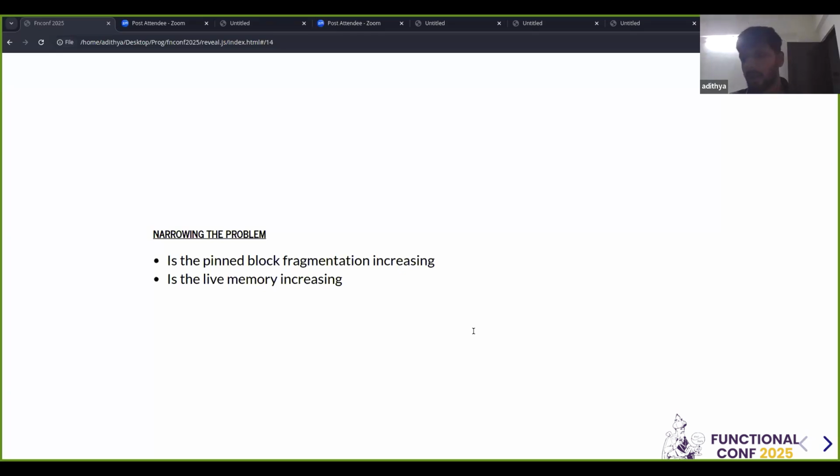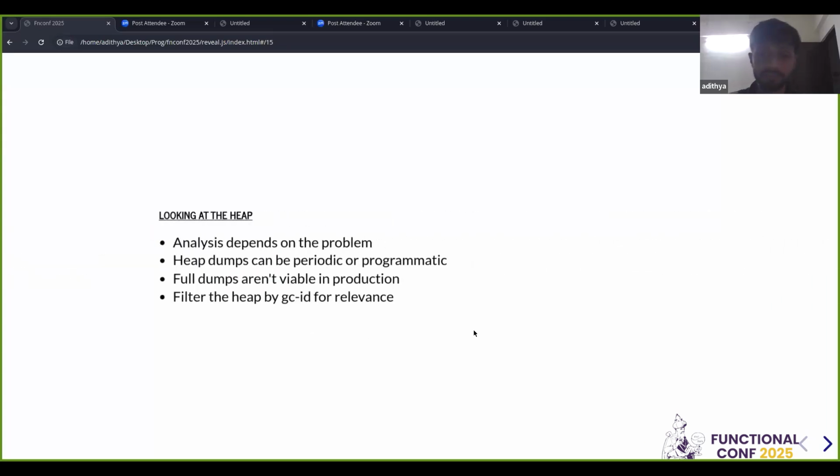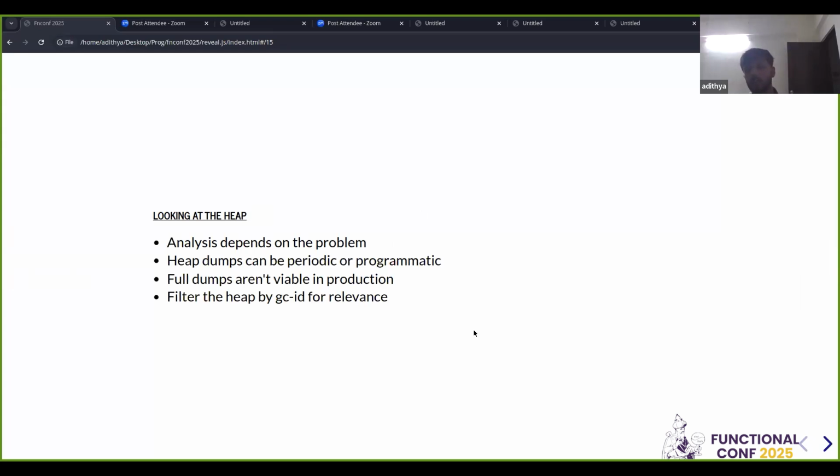Right. So if live memory is increasing, we should start looking at the heap. We should inspect the heap more properly. How we look at the heap generally depends on the context of our problem. The current tool that we have has primitives that can dump the heap and dump a filtered version of the heap. I will talk a little more about it in the upcoming slides. But basically, the most convenient thing to do is dump the entire heap, right? But dumping the entire heap is not viable in production. So we have to be a little more clever with respect to what in the heap we want to dump.